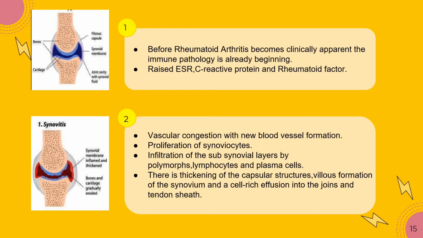Stage 2, there is a vascular congestion with new blood vessel formation, proliferation of synoviocytes, infiltration of the subsynovial layers by polymorph lymphocytes and plasma cells, and there is a thickening of the capsular structures, villus formation of the synovium, and a cell-rich effusion into the joints and tendon sheath.